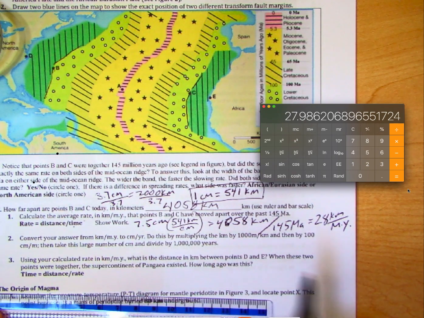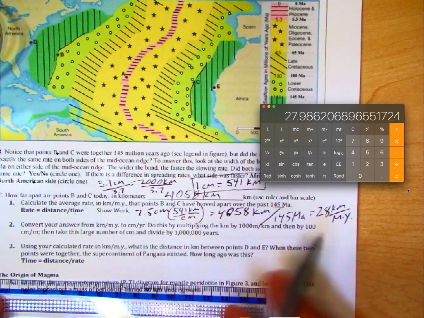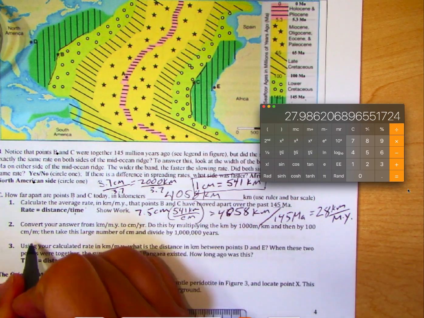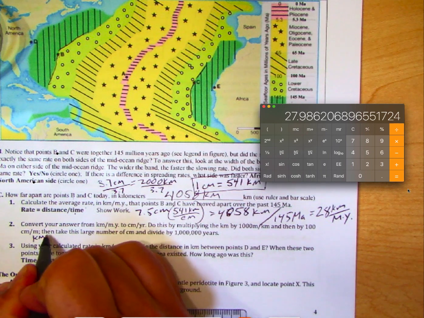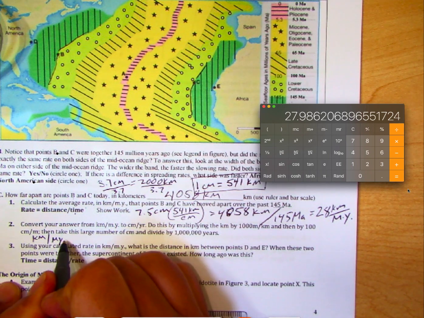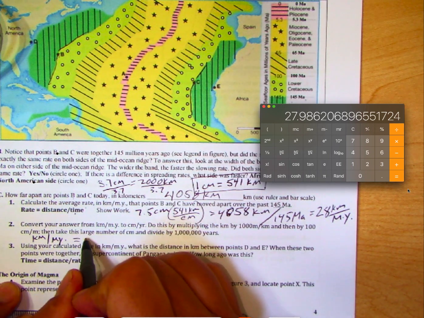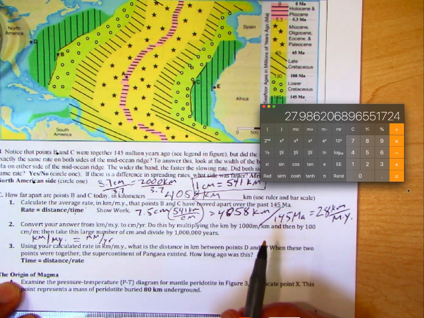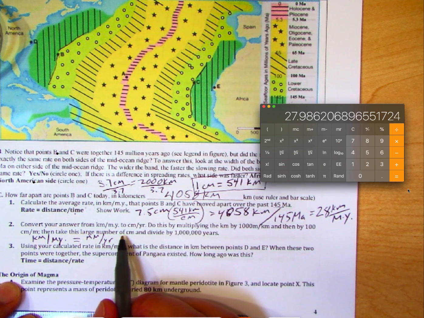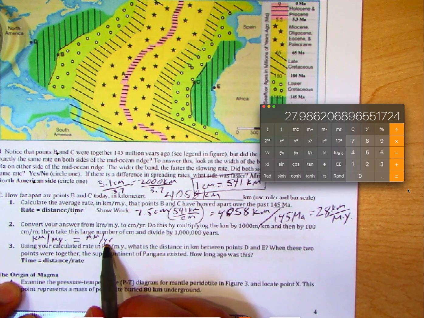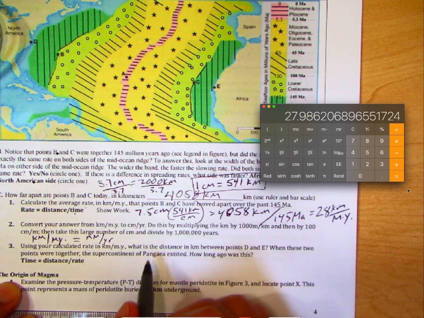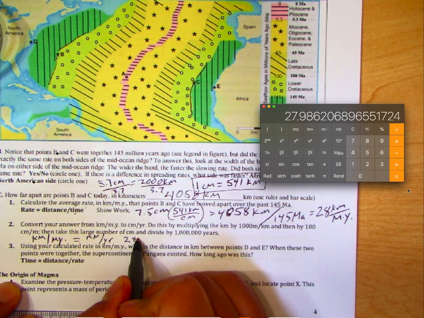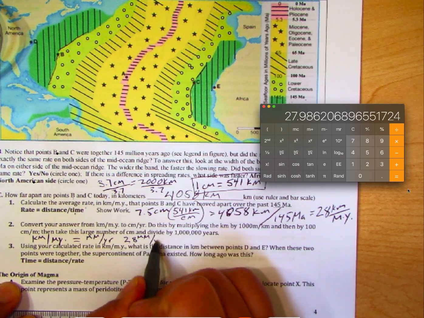Now, this is just going to ask us to convert it into centimeters per year. One of the rules that I have is when you have something like this, when you have a kilometer per million years, that's going to be the same thing as millimeters per year, right? Millimeters per year. When you do all this math, you can do the conversions, but you'll see that it's going to be millimeters. So essentially, this 28 kilometers per million years will essentially be 28 millimeters per year.